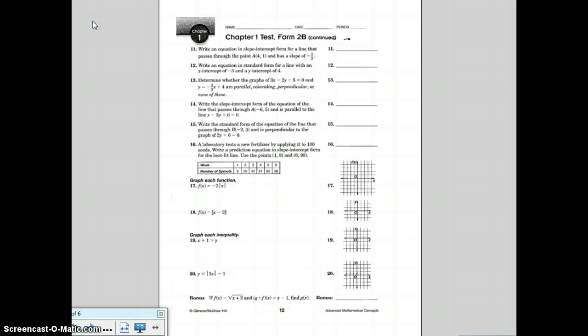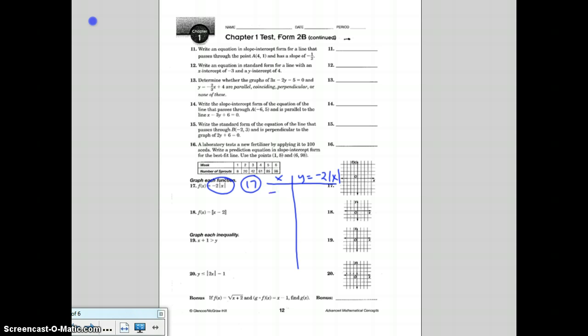And for number 17, I want to graph the function. I have -2 times the absolute value of x. So what I'm going to do is make a little t-chart for number 17. I'm going to have my x values, and then my output value, which is my y, or my f of x, is -2 times the absolute value of x. So we're just going to make a t-chart and then plot those points.